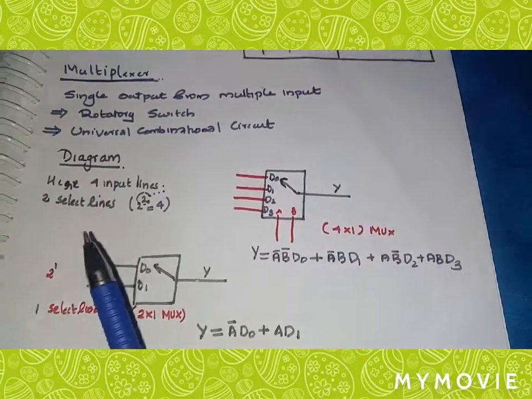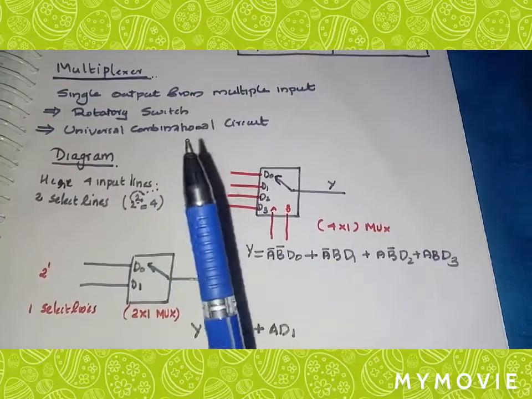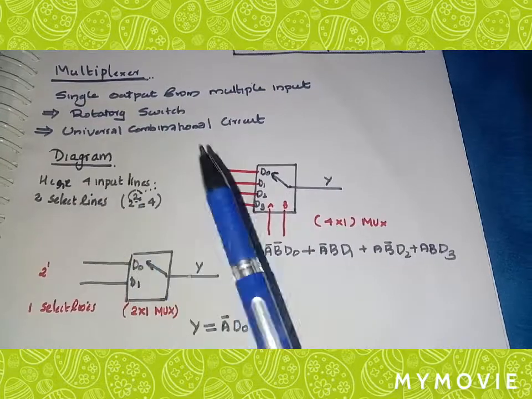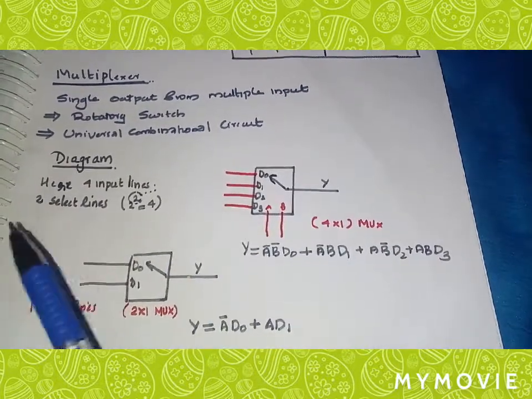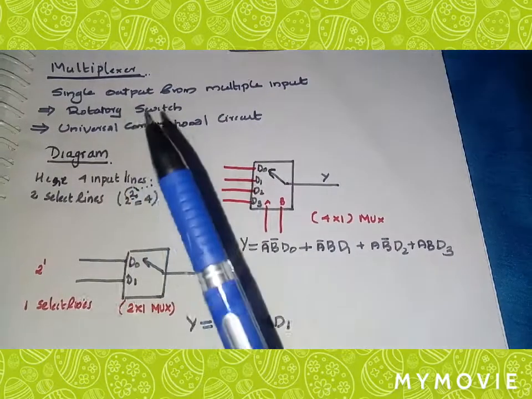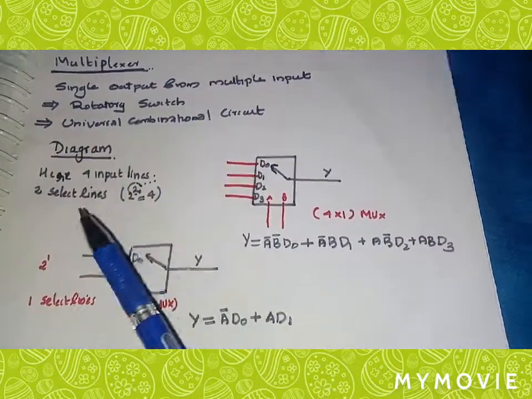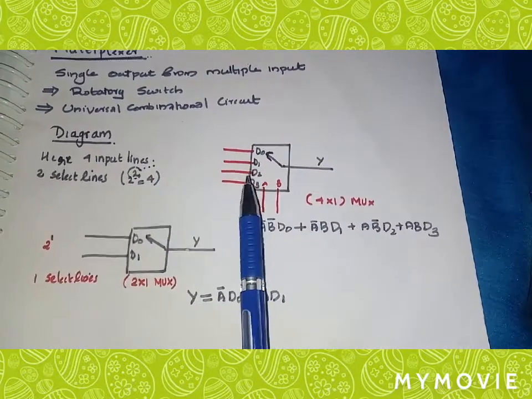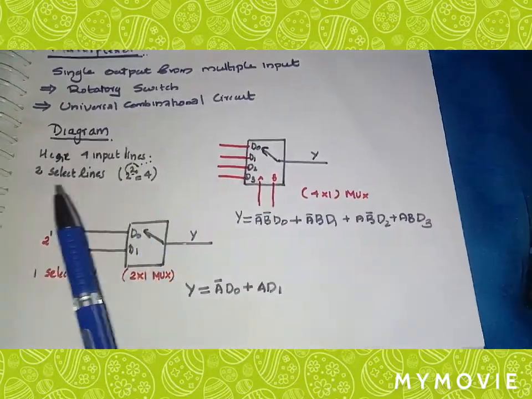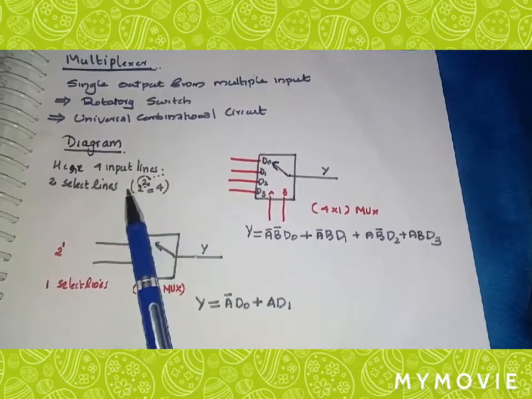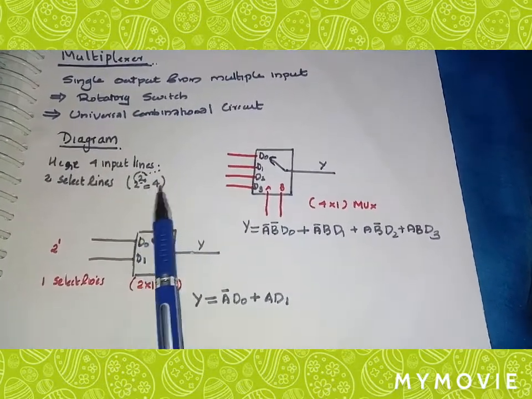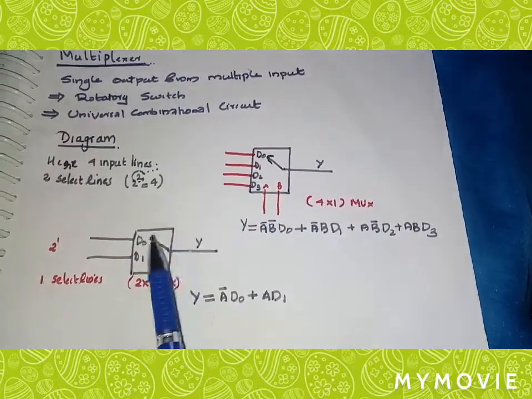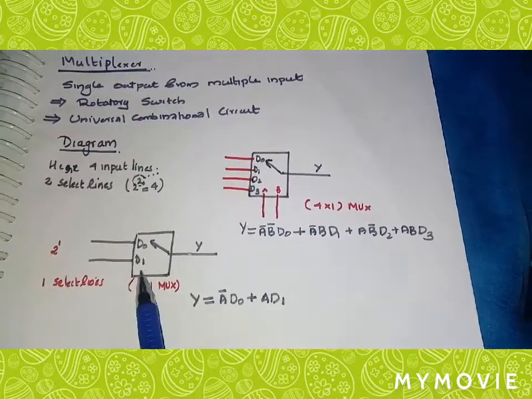Next we are going to multiplexers. Multiplexers are called MUX. They give a single output from multiple inputs. A rotary switch is the internal circuit of the multiplexer. A multiplexer is a universal combinational circuit. Consider the diagram in which we have 4 inputs. For that we need 2 select lines, because 4 means 2 raised to 2, that is 2 select lines. 8 inputs means 2 power 3, that is 3 select lines. For 2 inputs, 2 power 1, so 1 select line.